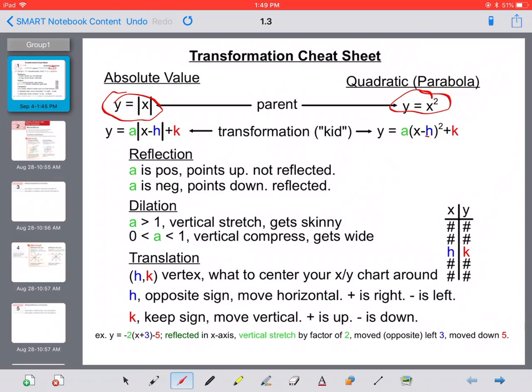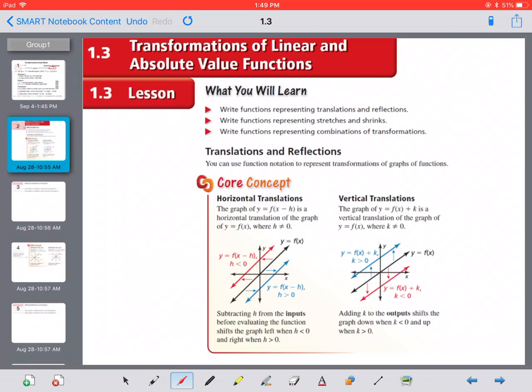K, on the other hand, is K for keep. Keep the sign. It's a vertical move up and down. It was over by the Y, but we've already moved it to the other side of the equals, which changed its sign for us already. And I've got an example down there at the bottom. It tells you how to apply all of those pieces.